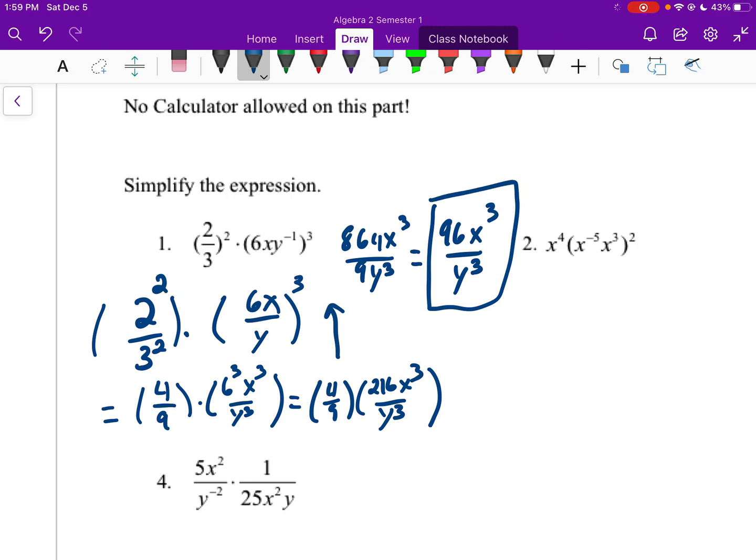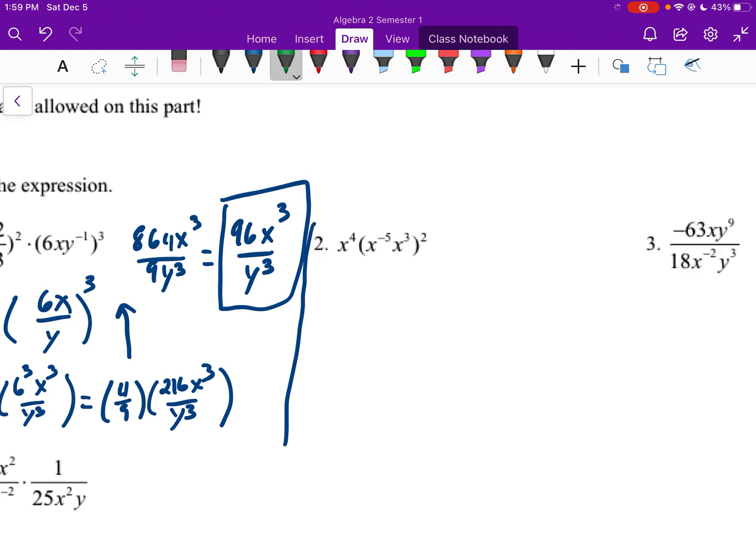If you got something like that, you will have your calculator, so don't worry about being able to simplify something like that on your own.